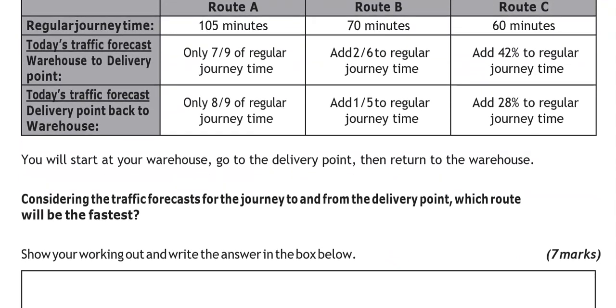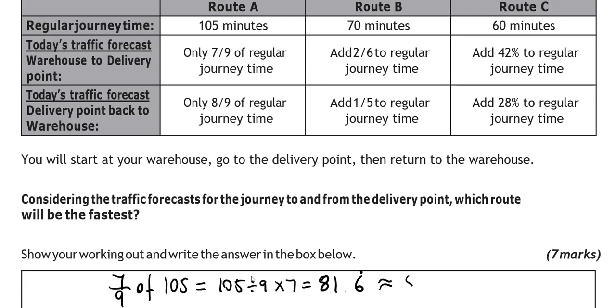So we've got route A, which is 105 minutes normally. The traffic forecast says only 7/9 of the regular journey time. Okay, so that is 7/9 of 105, which we work out by dividing 105 by 9 and then multiplying it by 7, which gives us 81.6 recurring, which we can write as 81.67 minutes.